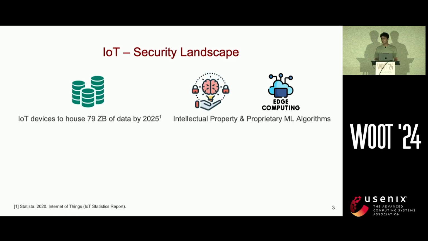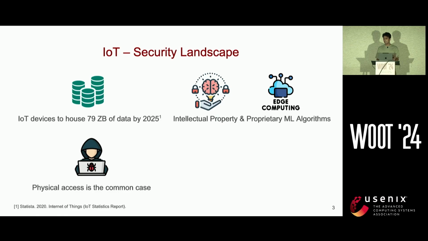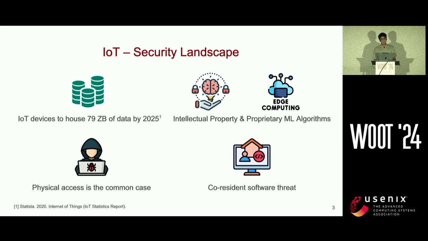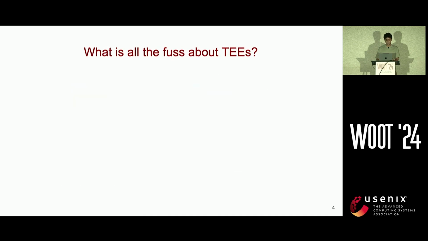Embedded computing research has led to some very powerful and energy efficient IoT architectures in recent times, enabling edge computing and data processing applications, which makes the protection of proprietary algorithms and intellectual property an important security requirement in commercial off-the-shelf IoT devices. However, the ubiquity of these devices implies that physical access is more common for this class of devices than for computer class devices. And besides, given the nature of the IoT manufacturing supply chain consisting of various third-party actors, the trustworthiness of co-resident software must be scoped properly. So what is all the fuss about TEEs?